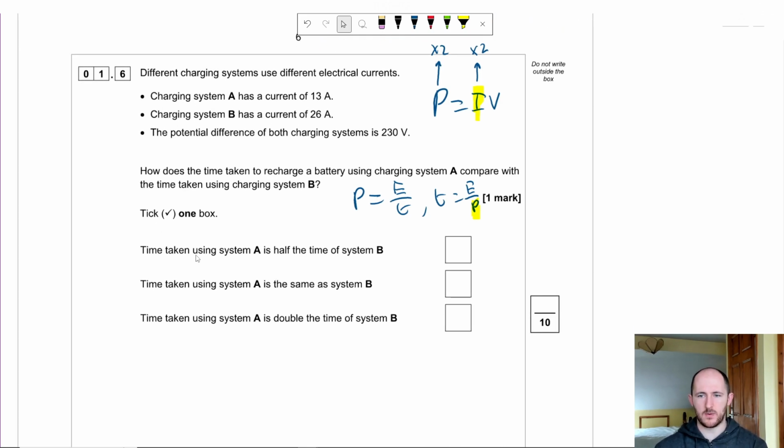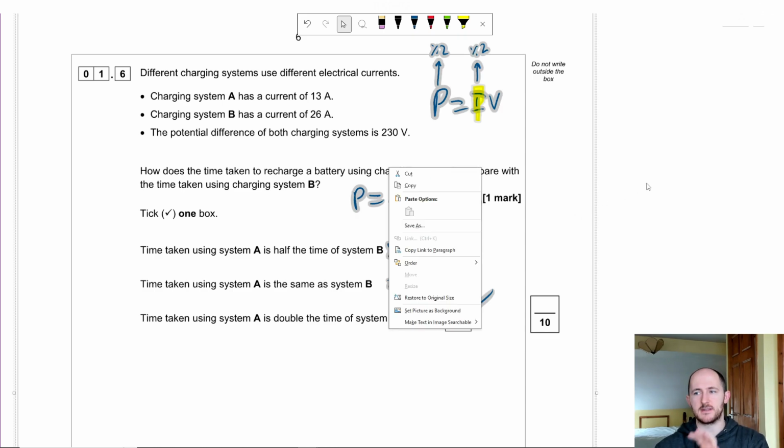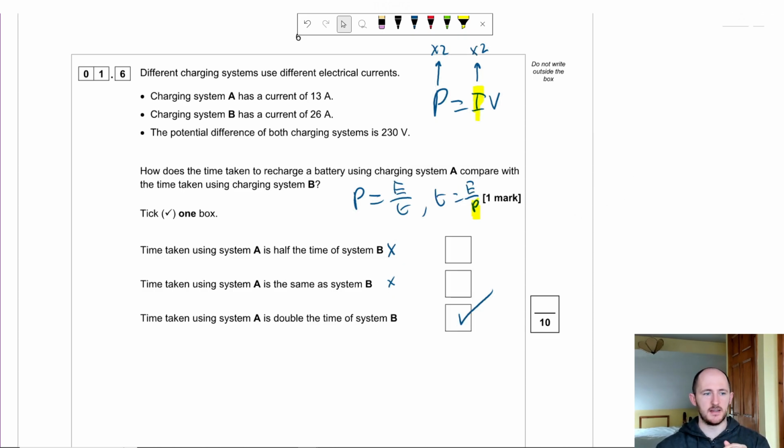So which one says that? Well, A is half of B. It's not that one, that's saying the opposite. Time taken of A is the same as B. It's not that one. Instead, it must be the time taken using system A is double that of system B, which is the same as saying it takes half as much time for system B than it does for system A. So it means the exact same thing. Hopefully that makes a bit of sense.